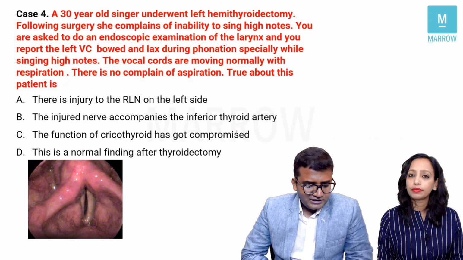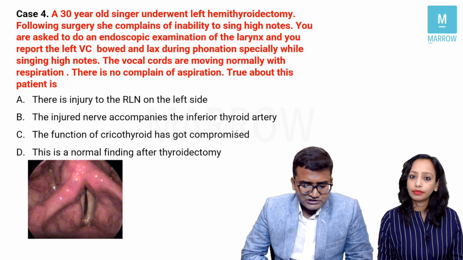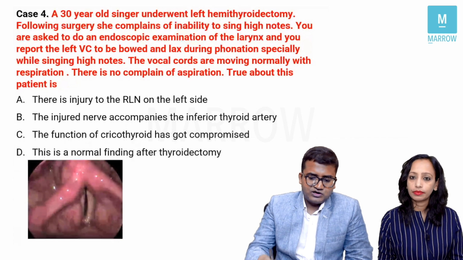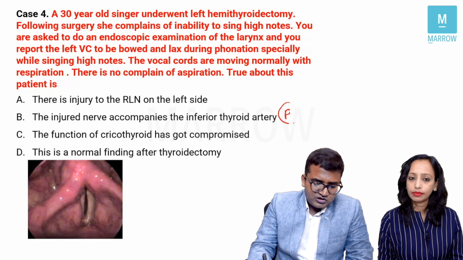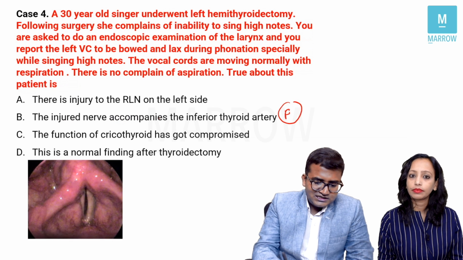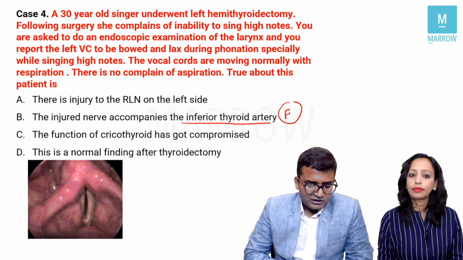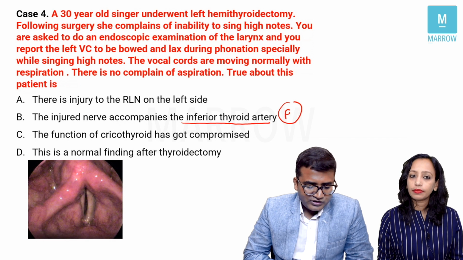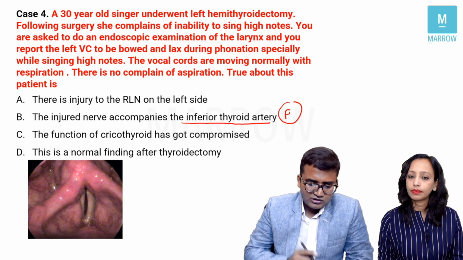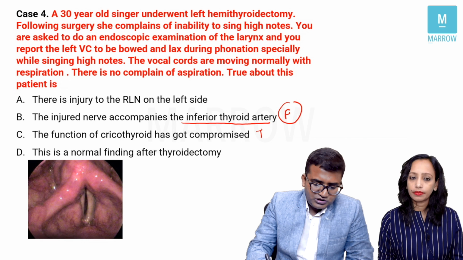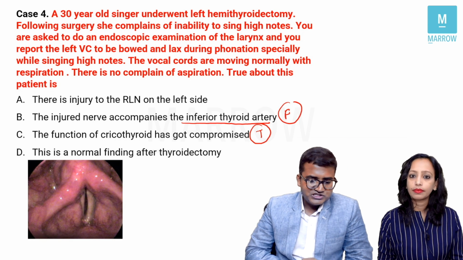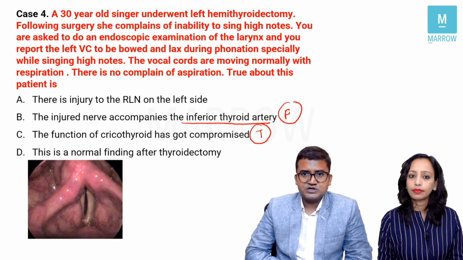Now, option B, the injured nerve accompanies the inferior thyroid artery. Again, this is false. Why is it false? Because the injured nerve is the external laryngeal nerve that accompanies the superior thyroid artery. Now, option C, the function of cricothyroid has been compromised. Yes, this is true. Cricothyroid muscle is affected, so the patient is not able to produce high pitch sound.